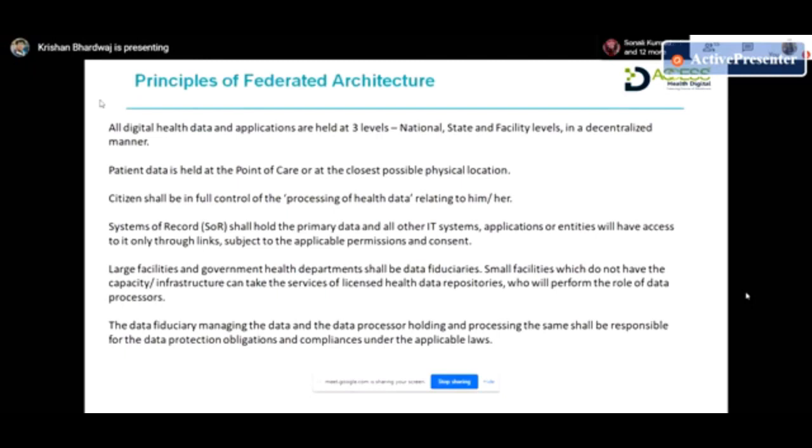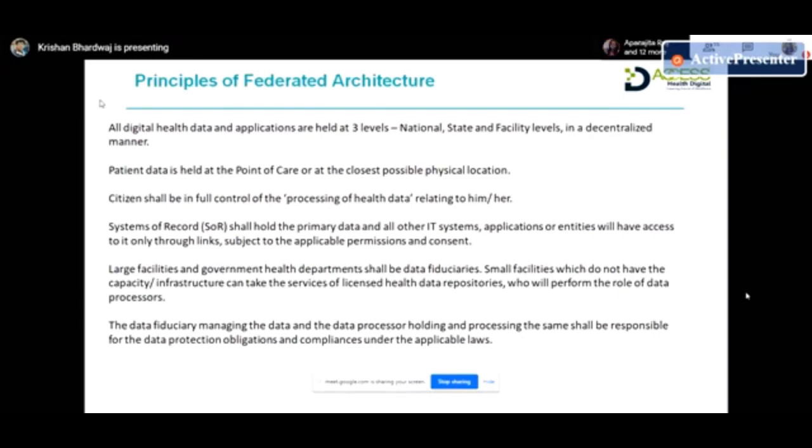What they say is patient data will be held at the point of care or as close as possible to the actual location where care is given. The citizen will be in full control of processing of health data related to him or her. The system of records shall hold all the primary data, and other applications and entities will have access to it only through links, subject to the applicable permissions and consent. Now, this is a very important point to remember.